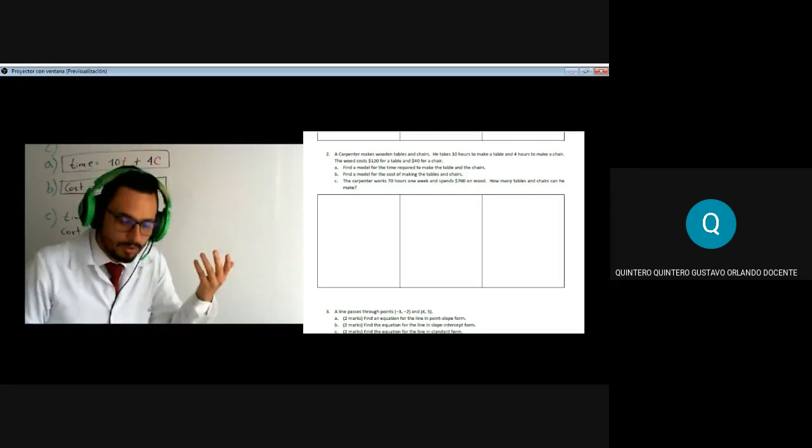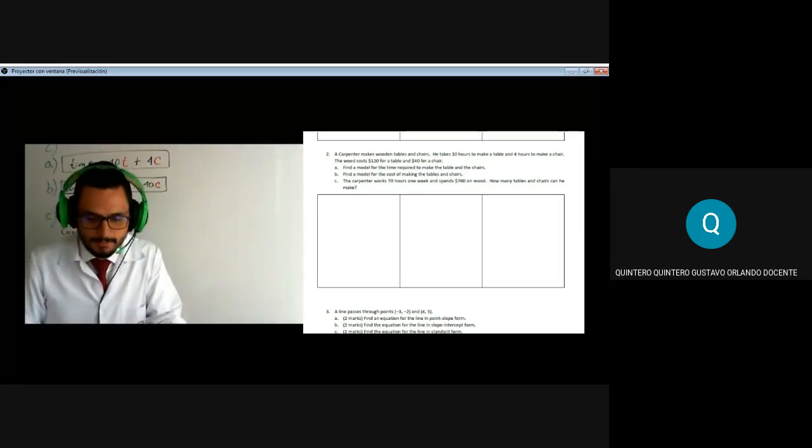All right, the carpenter works 70 hours, that is the time, and he spends $760 on wood. Okay. Find the amount of tables and the amount of chairs. So again, just like in question 1, you can do this by two ways. Number one, the first way, you can come up with ideas, come up with numbers, tables, and chairs that you think gives you 70 hours expended and $760 expended.